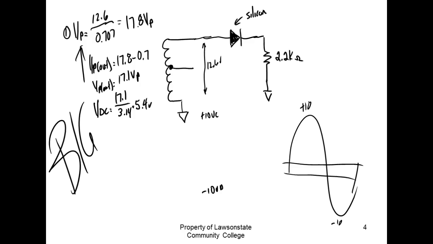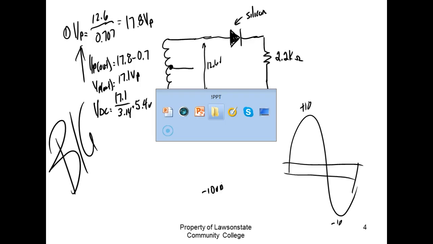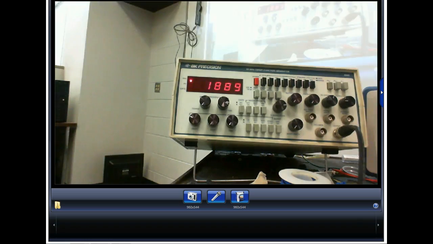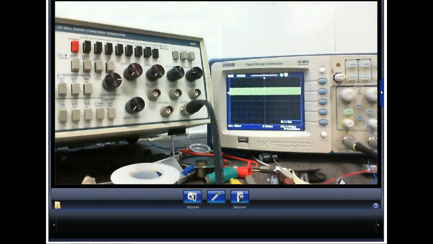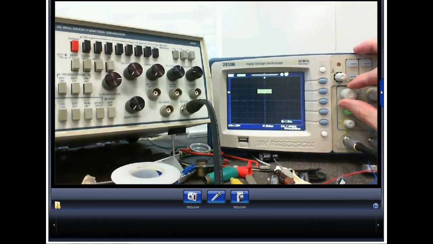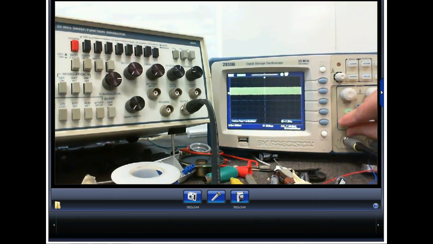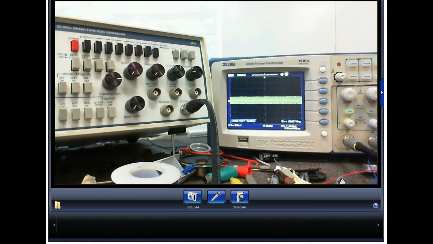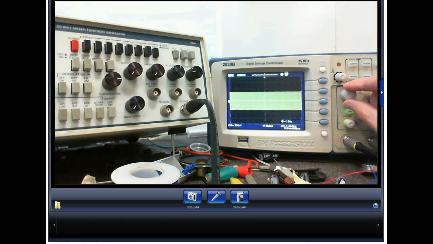So let's see, I got it on sine wave. This is the output of this thing called a function generator. If you see this on the oscilloscope, it's telling you that your scope is going too slow. So I'm going to decrease the time per division, and then pretty soon I'll get the sine wave, right?